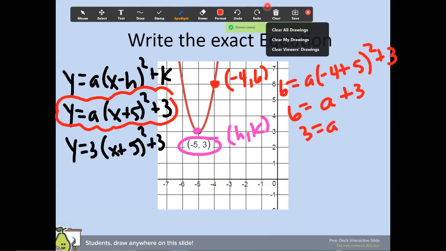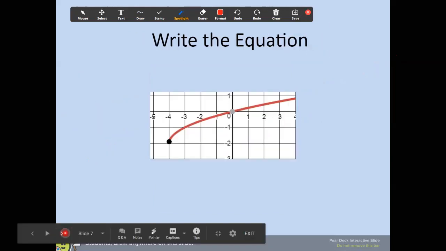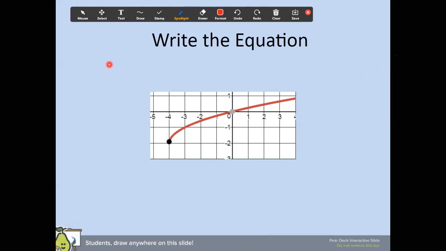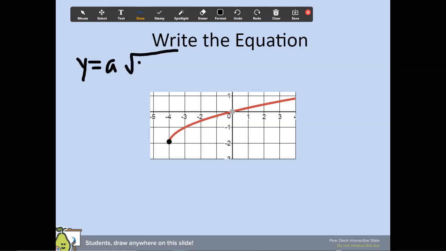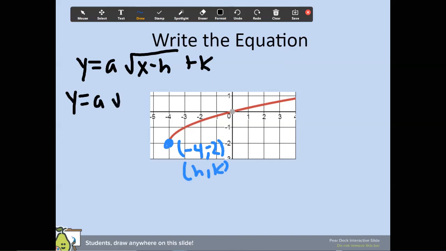Okay, next one. Another, write the equation. This one is a square root graph. So this is going to have the general equation of y equals a times the square root of (x minus h) plus k. We're going to look at this locator point right here, which is at negative 4, negative 2. This is going to be my h and k. So I am going to get y equals a times the square root of, and again, that negative 4 makes this an x plus 4, and then that minus 2.